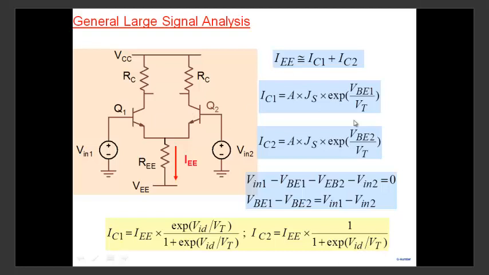IE is made up of the sum of the two currents, IC1 and IC2. We've already seen how it relates to VB1, how it relates to VB2. And we can get how much current flows in each one of them here. Okay. So let's stop here. Next lecture is on op-amps now.